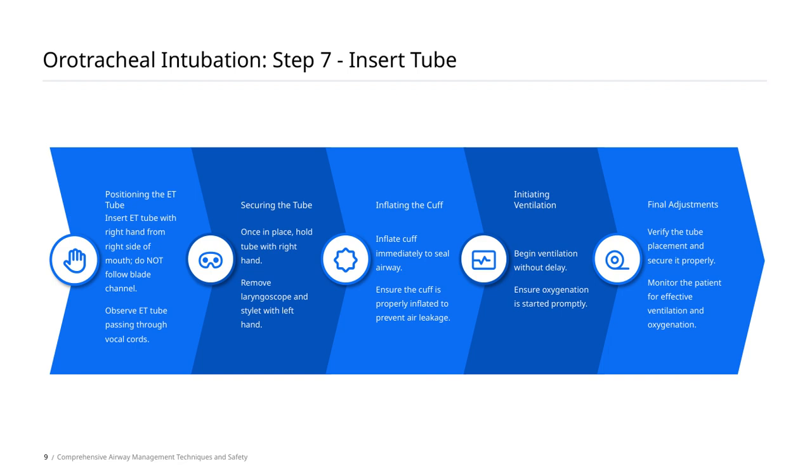As you advance the tube, watch carefully to see it pass through the vocal cords. This confirms correct placement. Positioning the tube accurately is essential for effective airway management. Ensuring these steps are followed precisely helps us maintain airway security and optimize patient safety throughout the procedure.